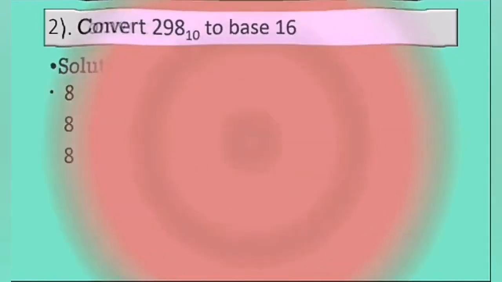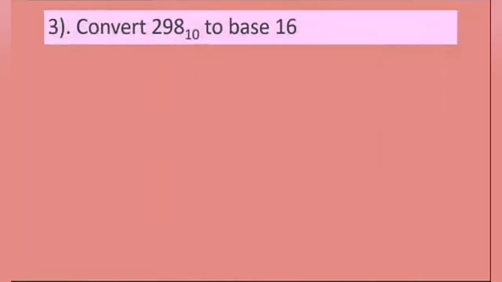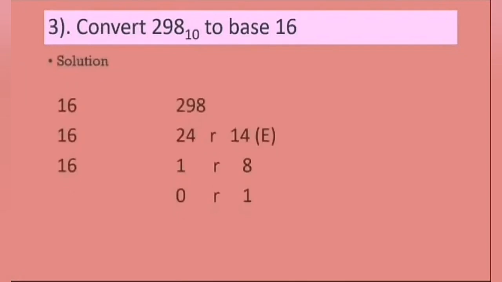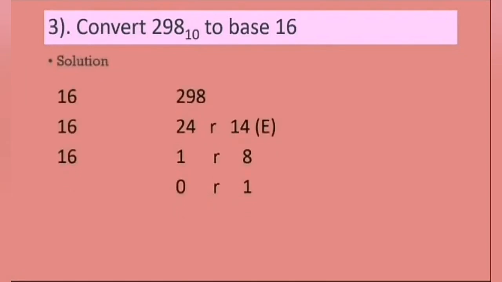Let's have another example still. 298 in base 10 to base 16. Converting this to base 16 also means that we are dividing by 16, as shown on the screen. We shall be having 24 if we divide the first time, remainder 14, which you remember is equal to E.